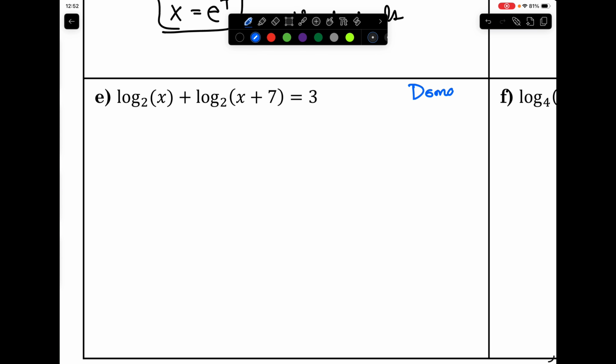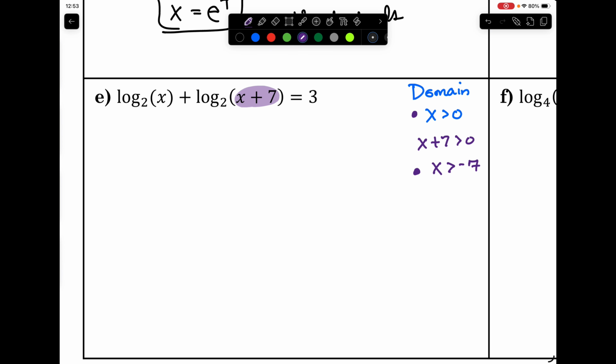So for here, we have two logs. The first log is just log of x, so x needs to be bigger than 0. But for the second one, let me highlight it in purple. For this one right here, to get the domain of that, I need that x plus 7 to be greater than 0, which means that x would have to be greater than negative 7. So here, the domain needs to satisfy both of these conditions.